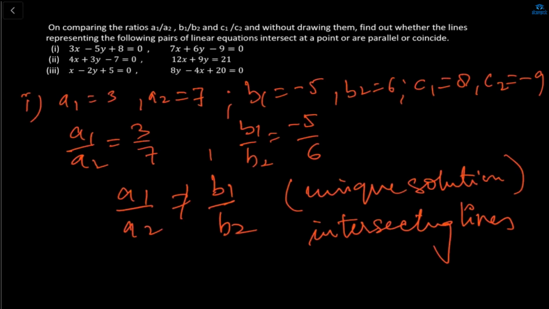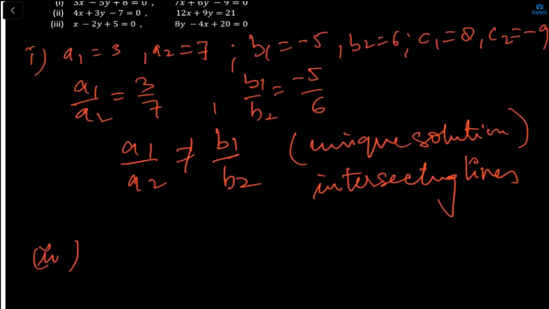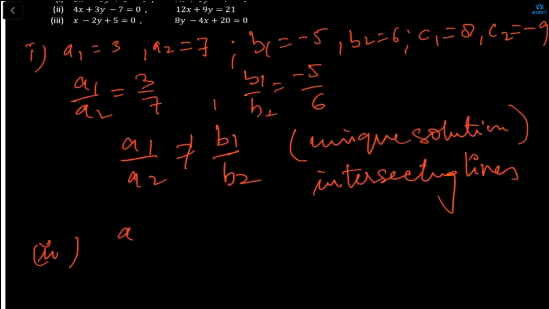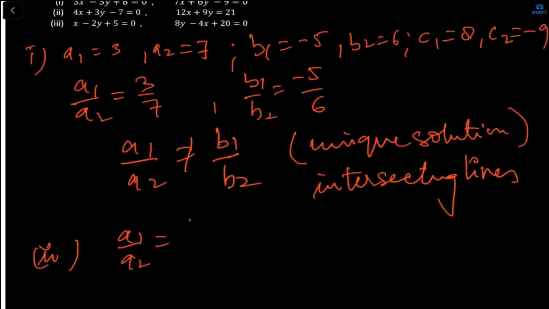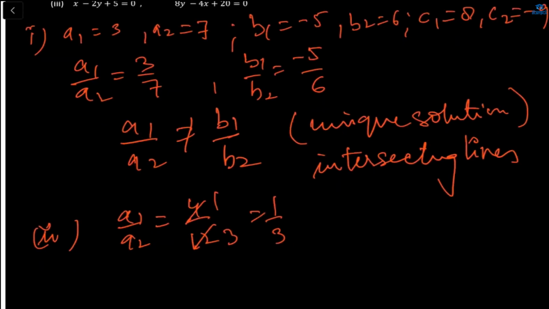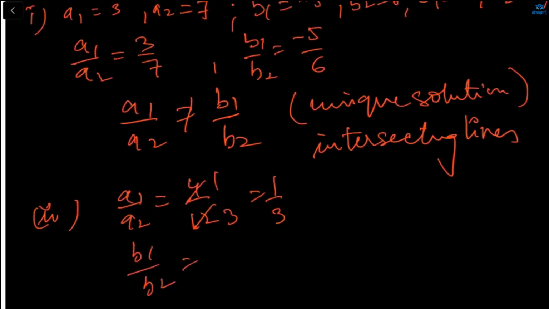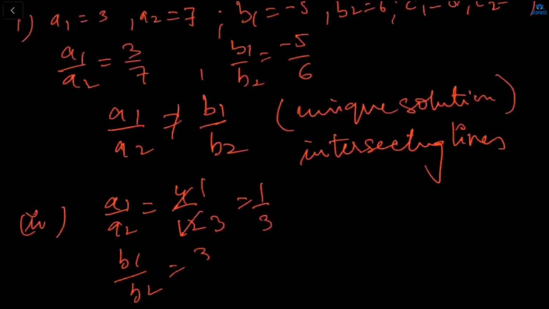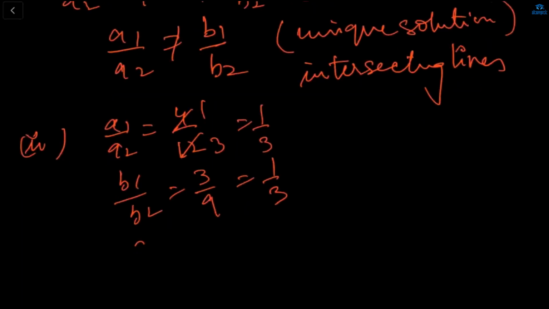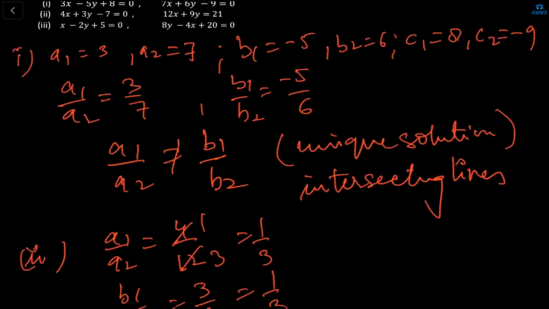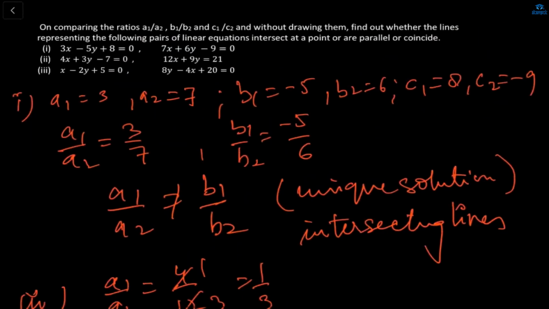Now the second one: a1 by a2 is equal to 4 by 12, so it is 1 by 3. And b1 by b2 is 3 by 9, which is again 1 by 3. So a1 by a2 is equal to b1 by b2. Now we have to check c1 by c2, so it will be -7 by c, and here it is written equal to 21.